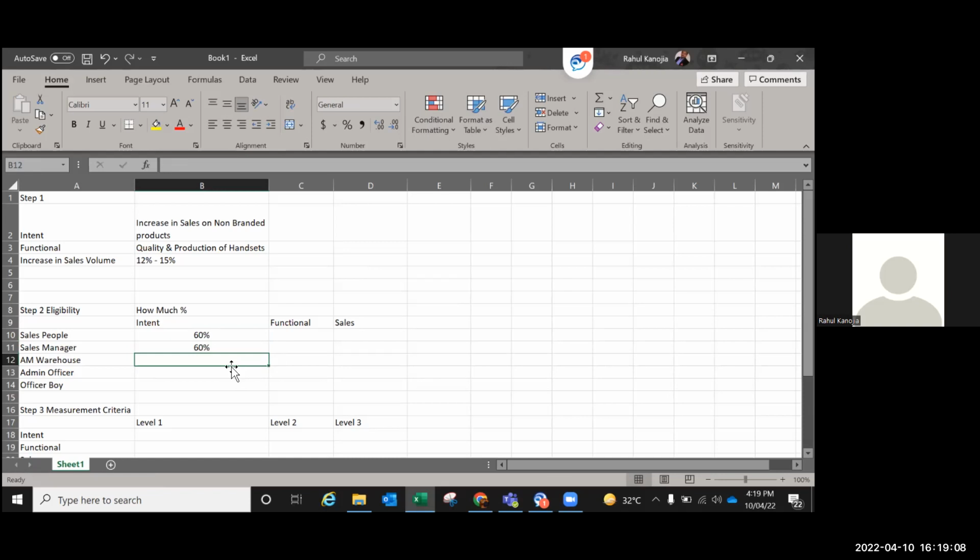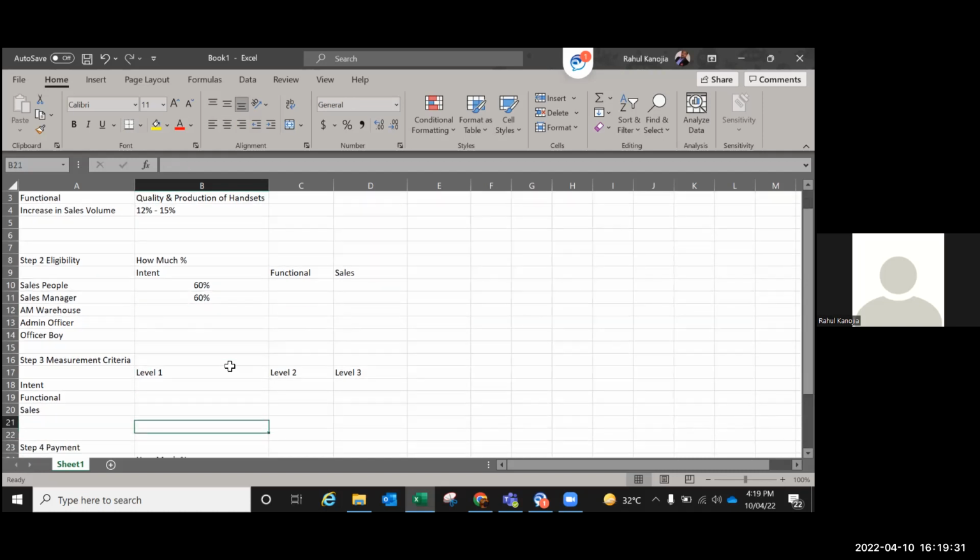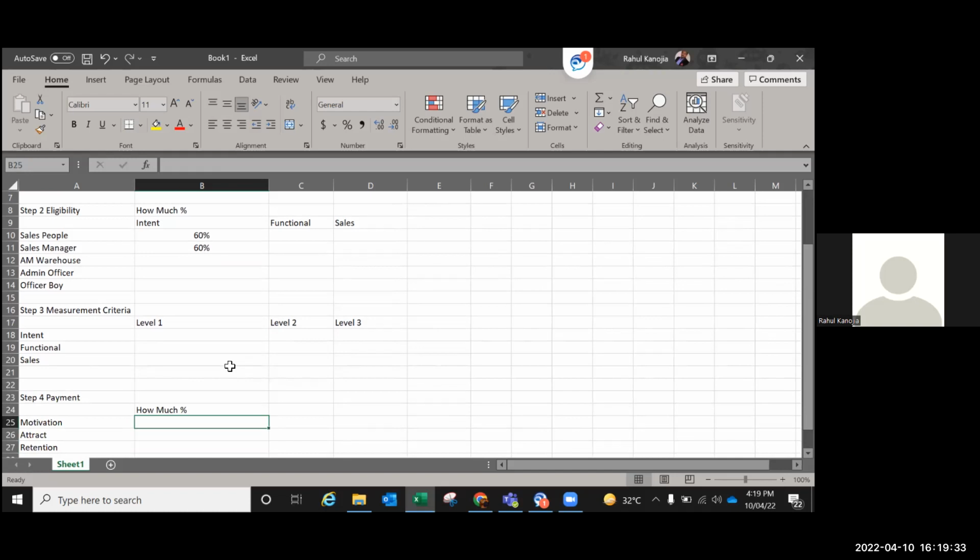And assistant manager 30%. 60% is the base pay, so eligibility should be 40%. Eligibility should be the remaining, because base pay is 60 out of 100. So if we mention 60%, then we'll be able to define from 100% at the end when we say the payment type. Okay, let's see: 30%, 30%, 15% and 10%.